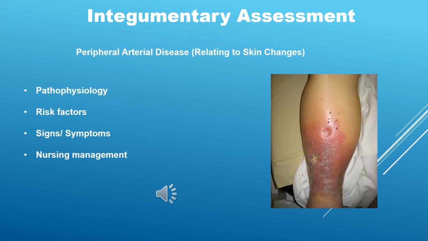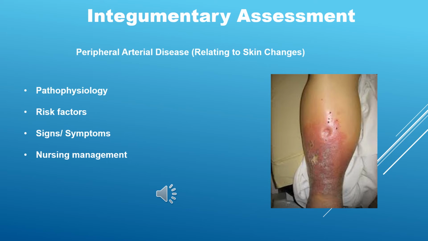Integumentary assessment on peripheral artery disease relating to skin changes. Arterial disorders cause ischemia and tissue necrosis secondary to narrowing or stenosis of the lumen, causing a decrease to no blood flow to the tissues. Examples are thrombosis, which is a blood clot causing obstruction, or an aneurysm, which can cause a rupture. Nicotine, high blood pressure, and diabetes are all high risk factors for developing peripheral artery disease.